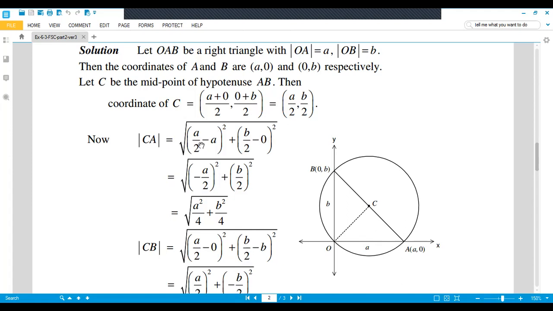So now when we take the LCM, it will be minus a over 2 and b over 2 whole square, so a square over 4 plus b square over 4.